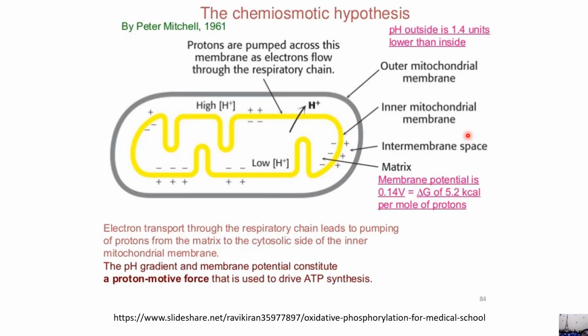Okay, so this is the chemiosmotic hypothesis, that protons are pumped across this membrane as electrons flow through the respiratory chain. So the pH outside is 1.4 units lower than inside. The outer mitochondrial membrane, the inner mitochondrial membrane, and intermembrane space. So membrane potential is this. So electron transport through the respiratory chain leads to pumping of protons from the matrix to the cytosolic side of the inner mitochondrial membrane. The pH gradient and the membrane potential constitute a proton motive force that is used to drive ATP synthesis.